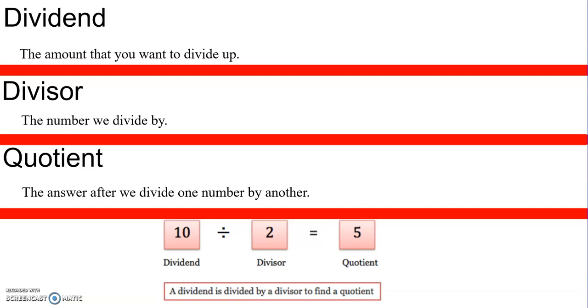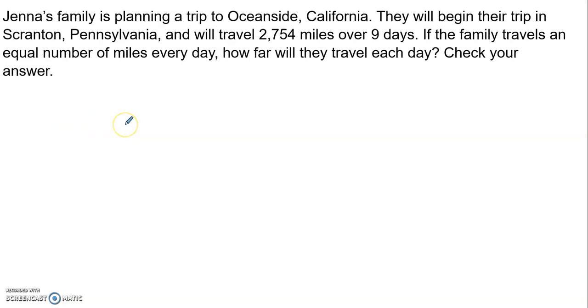Now that we have our vocabulary down, for us to remember our previous skills that we learned in previous years, let's look at a problem. So here we have Jenna's family is planning a trip to Oceanside, California. They will begin their trip in Scranton, Pennsylvania, and will travel 2,754 miles over 9 days. If the family travels an equal number of miles every day, how far will they travel each day?